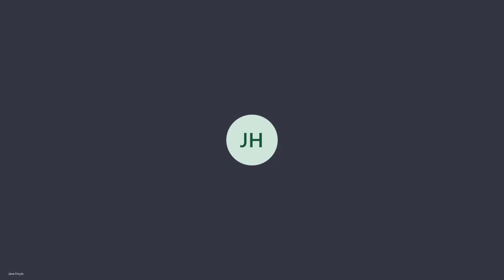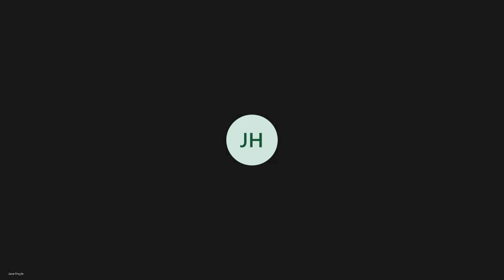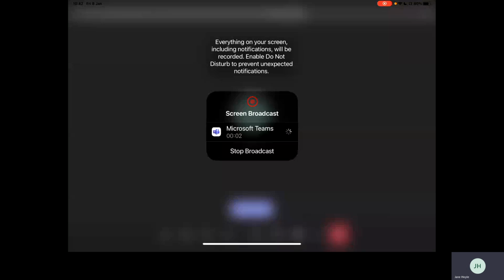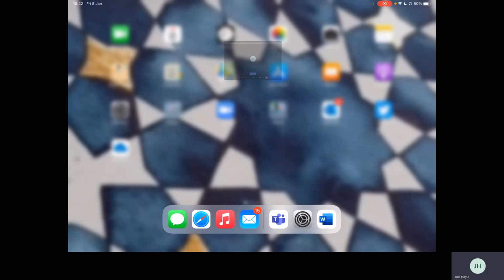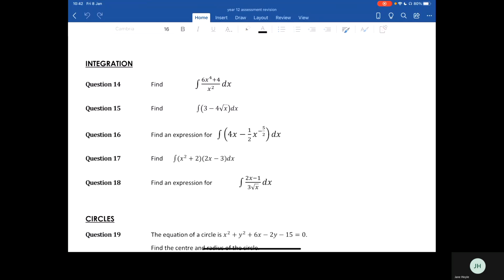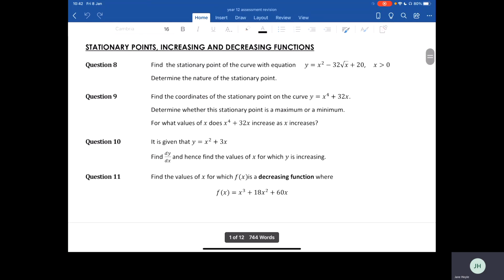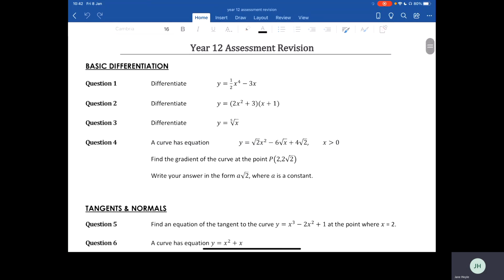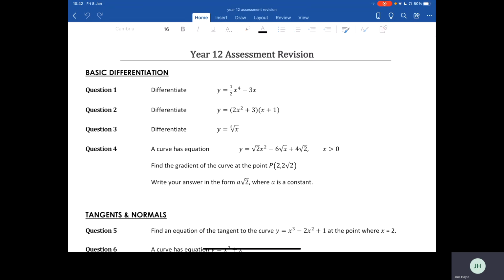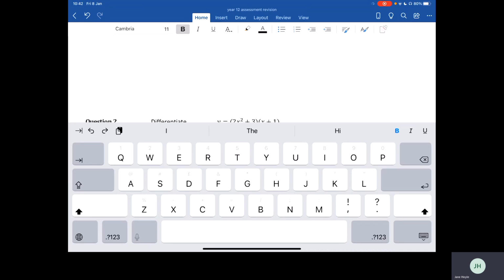At E12, I'm about to go through the first set of revision questions, differentiation. So I'm just about to share my screen. This is the Word document that you've been emailed. I will send out a different version that's got all the solutions in. So let's go back to the start and do the differentiation.